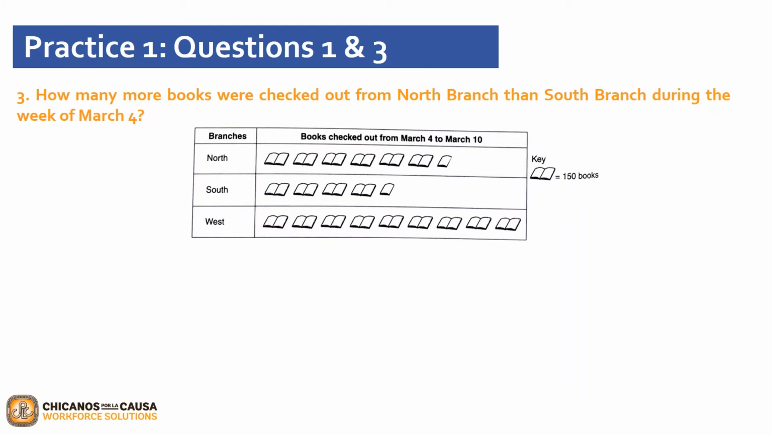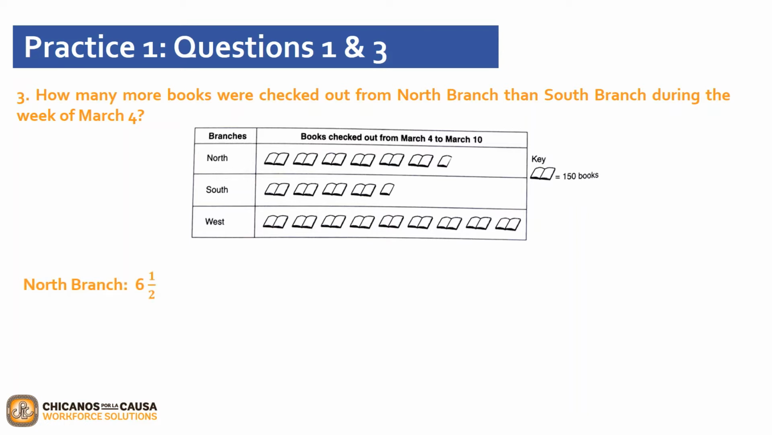So we can see that the North Branch has 1, 2, 3, 4, 5, 6, 6.5 books. So remember, this is a key, but we're just looking at the images. While the South Branch has 1, 2, 3, 4, 4.5. So the question is asking us how many more books were checked out from North than the south branch. So that means that we are going to subtract the amount of the south branch from the north branch. So let's go ahead and get started.